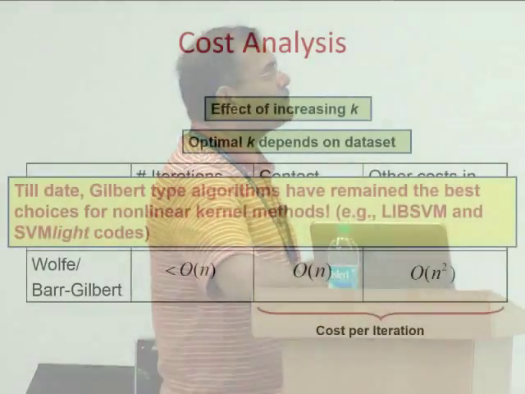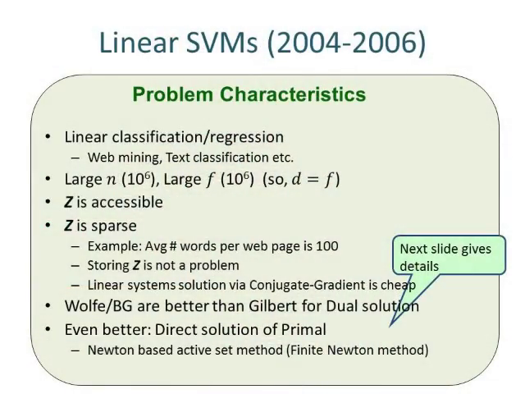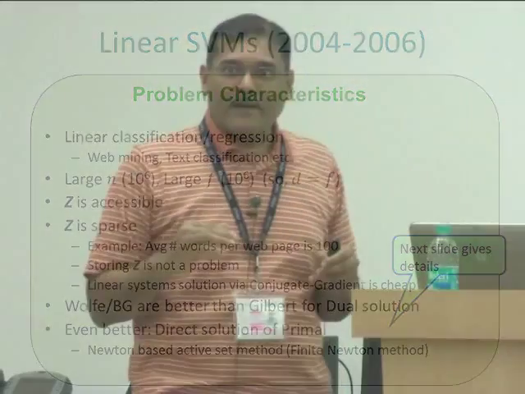And so till date, for this kind of situation where the entire kernel matrix cannot be loaded into memory, these Gilbert type algorithms turn out to be the best for nonlinear kernel methods. And so now we have actually gone into a wave, right? You went from a case where Wolfe's method was very good, and then you went to a case where the Gilbert type algorithms are better. Now you come back, linear SVMs.